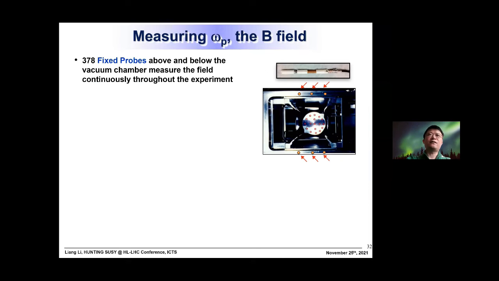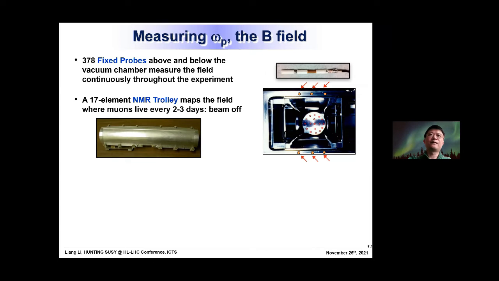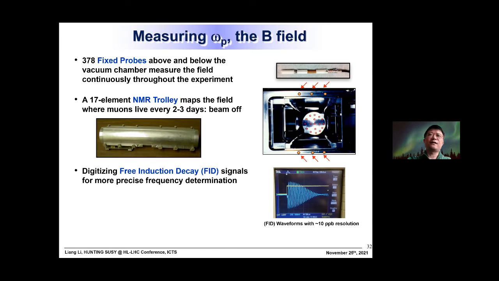Okay, and then as I said, we use probes to make sure the field stays uniform, right? And then these fixed ones outside, we have a trolley to go inside, like this one, right? We make it roll inside the chamber when the beam is off, and then we monitor it. When the beam is on, we keep monitoring it, and we do a time projection to make sure the field stays stable.